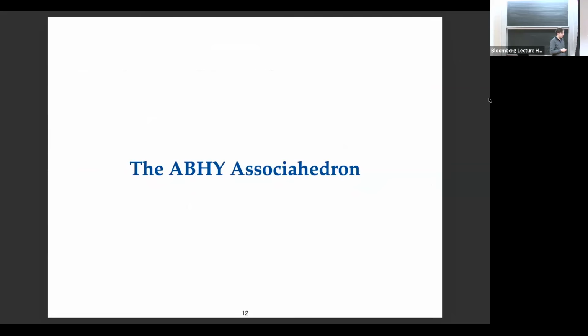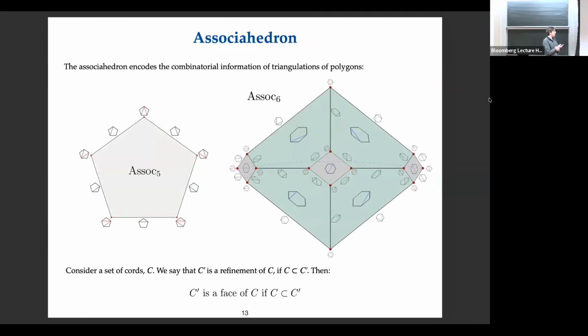And so the ABHY associahedron. This is for scattering amplitudes. Well, the associahedron has been known for a long time. It's just a polytope that encodes the combinatorics of triangulations of a polygon. You can see here the vertices will correspond to different triangulations of the pentagon, or in this case of the hexagon.